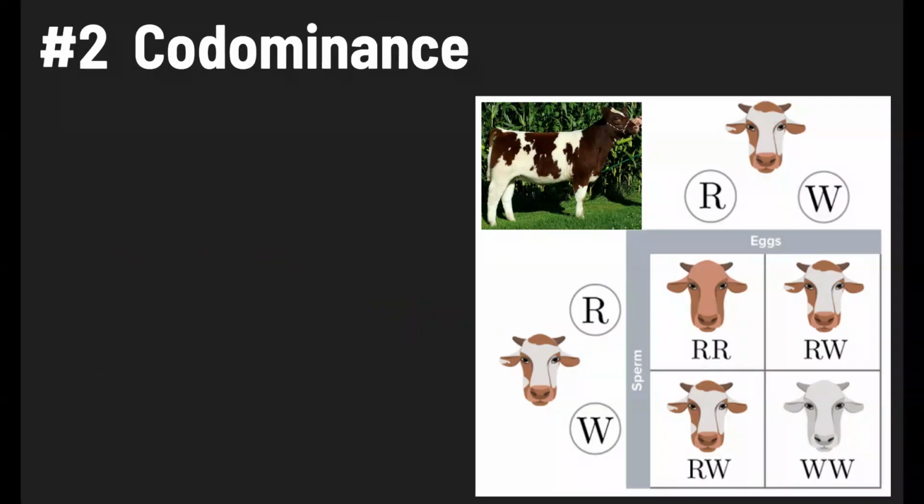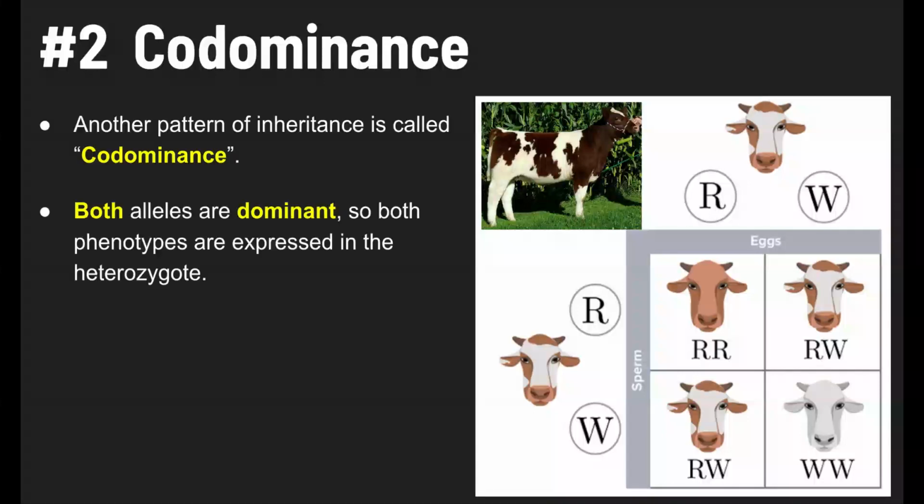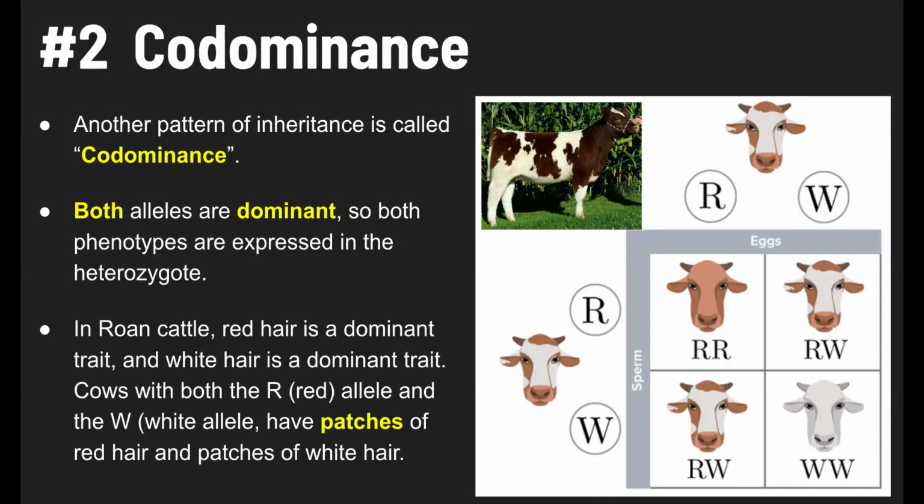Okay, the second pattern of inheritance is called codominance. And in codominance, both alleles are dominant. So both phenotypes are expressed in the heterozygote. And you can see codominance in a certain type of cattle called roan cattle. In roan cattle, red hair is dominant. It's the dominant trait. And white hair is a dominant trait.